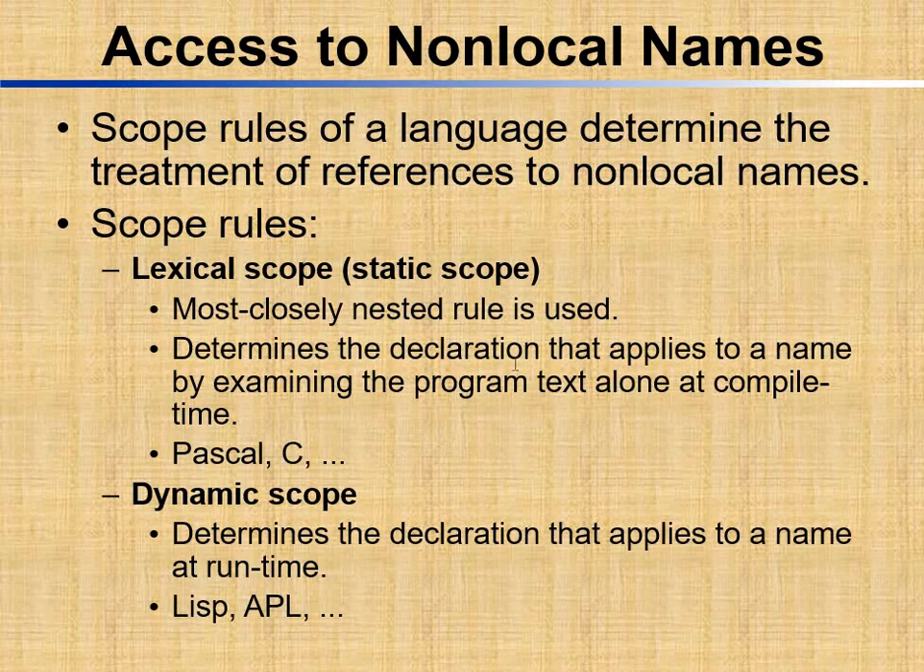Lexical scope determines the declaration that applies to a name by examining the program text alone at compile time, like in programming languages such as Pascal and C. Dynamic scope determines the declaration that applies to a name at runtime, like in programming languages Lisp and APL.